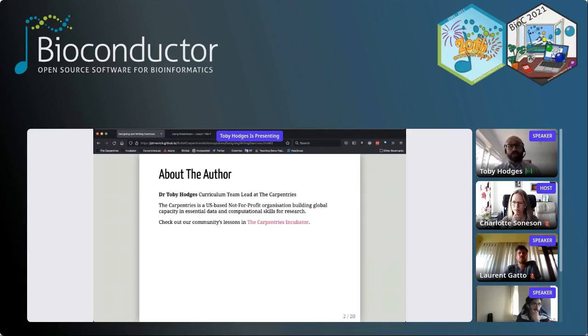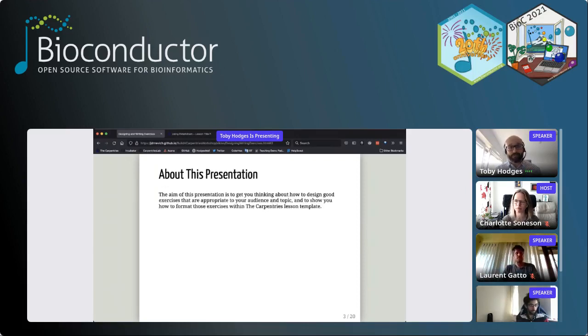Jenny already mentioned the Carpentries is a US-based not-for-profit organization, and we're aiming to build global capacity in essential data and computational skills for research. I already mentioned the incubator, but you can check that space out if you want to learn more about some of the other lessons that are being developed there as well. Or perhaps you want to propose to create your own.